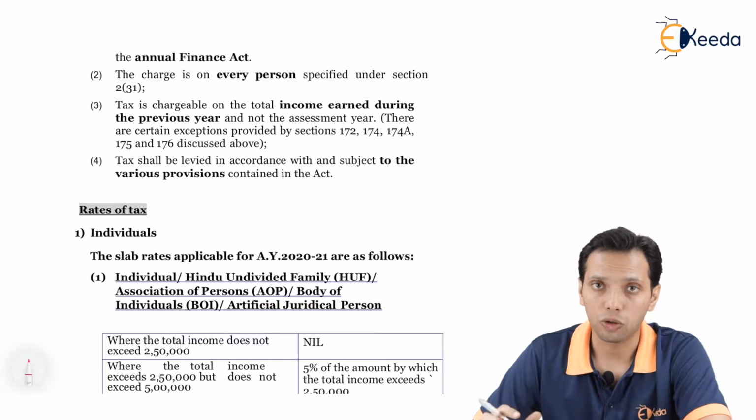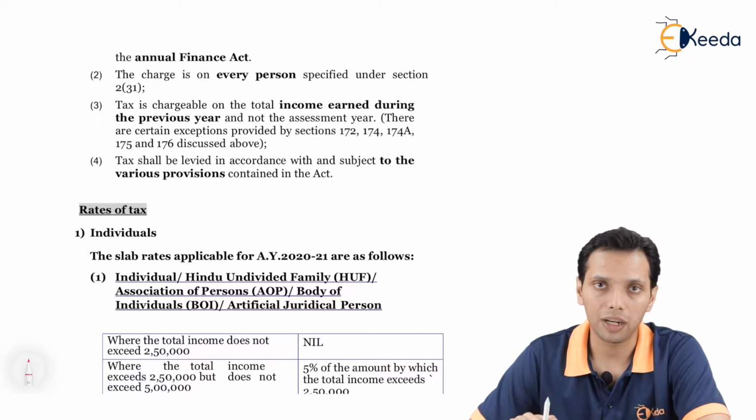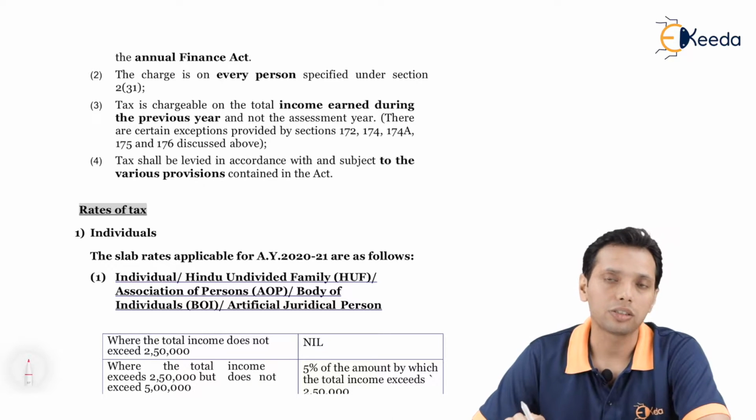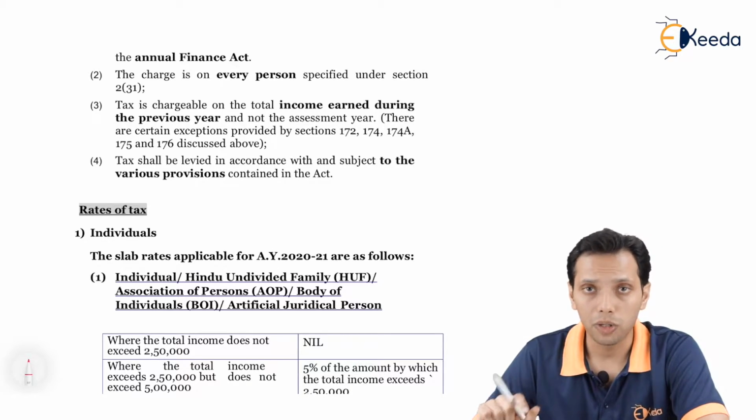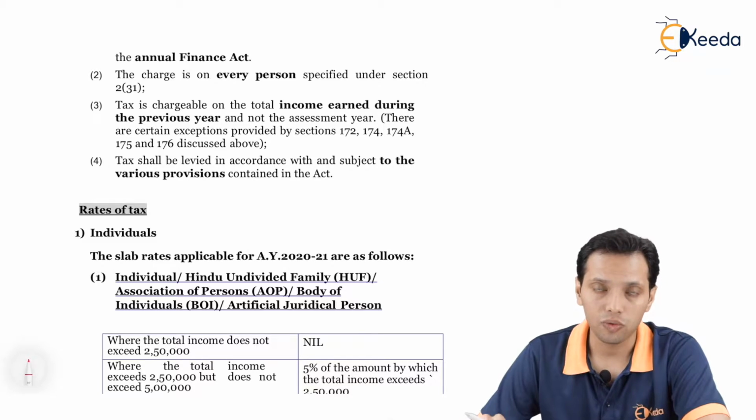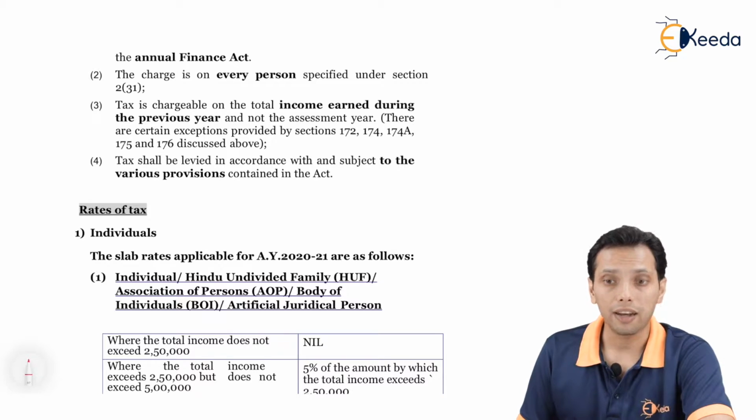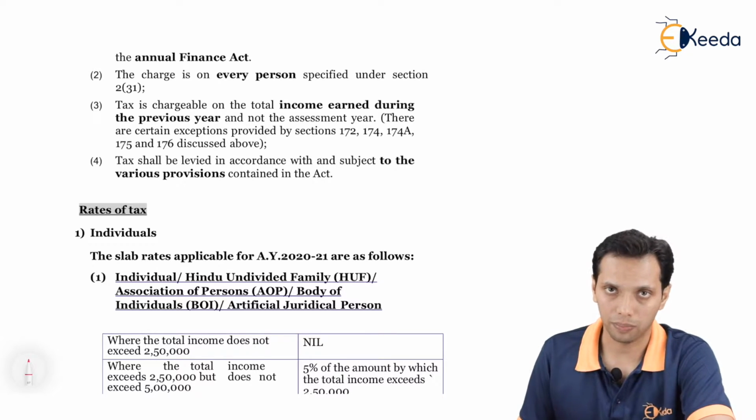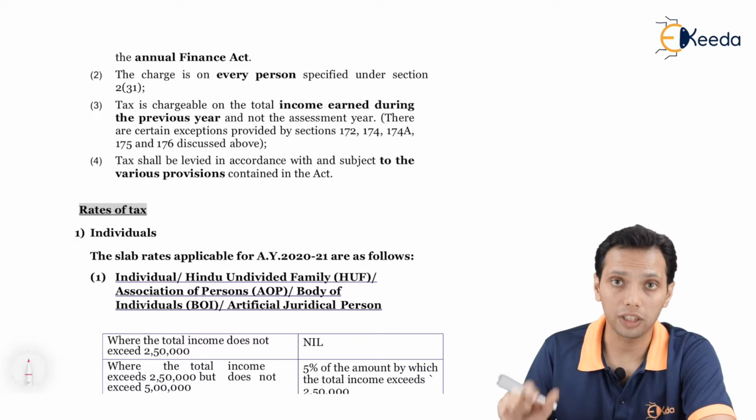Next is rates of tax. First we will consider the individuals' rate of tax. Individuals are taxable as per the slab rates. The slab rates are applicable to resident individuals, AOP, BOI, that is body of individuals, association of persons, Hindu undivided family, and artificial juridical person. So the slab rate is applicable to these persons.